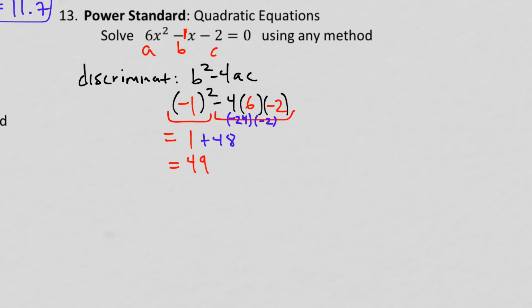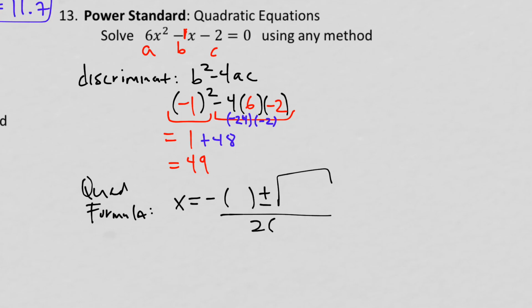Now at this point, because this is a perfect square, I can choose to factor this quadratic. However, in this problem, because I've already found the discriminant, I'm already halfway done with the quadratic formula, so I'm going to just keep going with that. So I'm going to now use the quadratic formula. That's x equals -b plus or minus the square root of the discriminant all over 2a. But we've already found the discriminant. It says 49. So here we go.